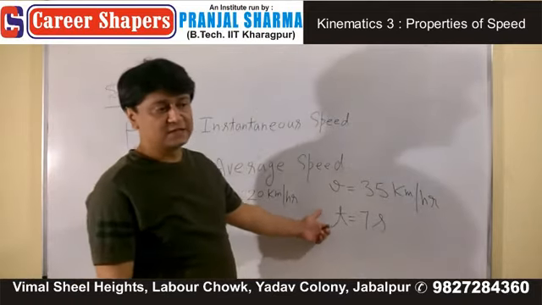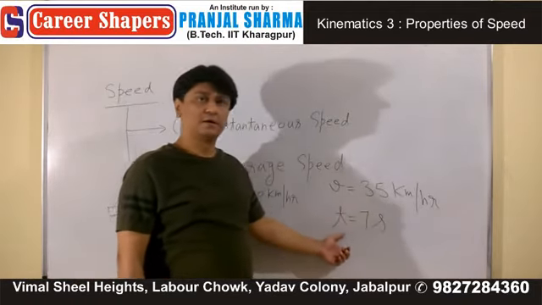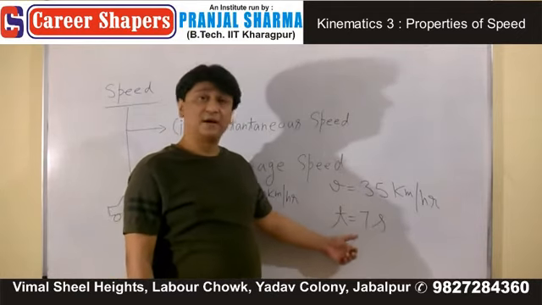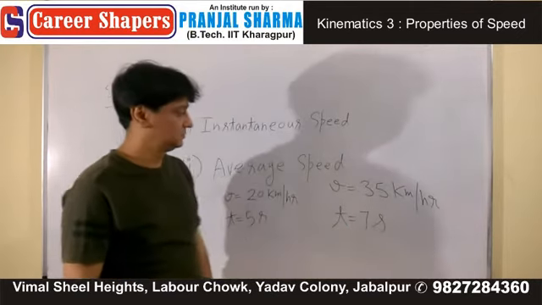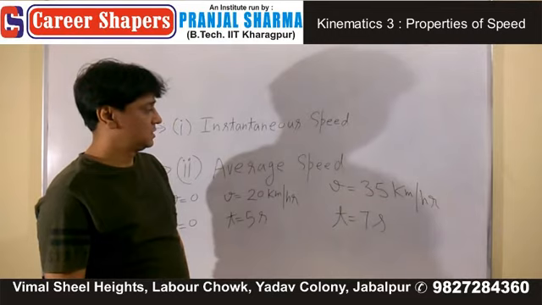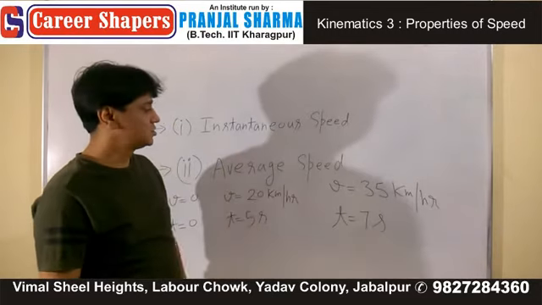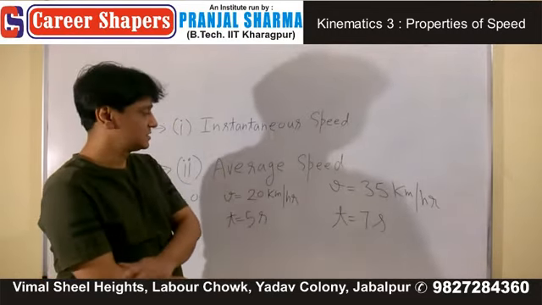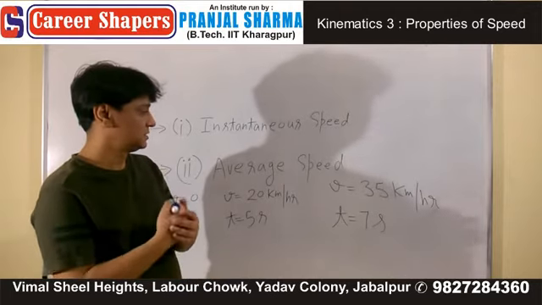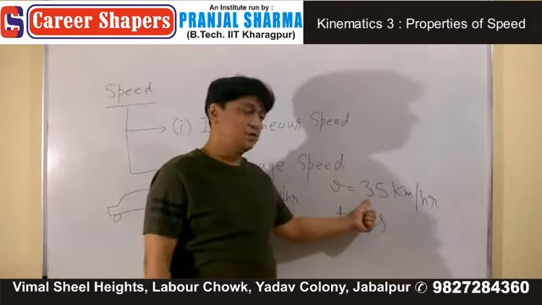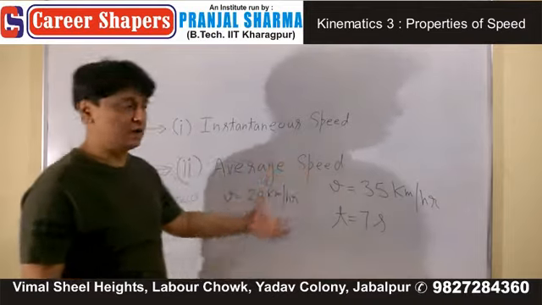Similarly, instantaneous speed when time is 7 seconds is 35 kilometers per hour.